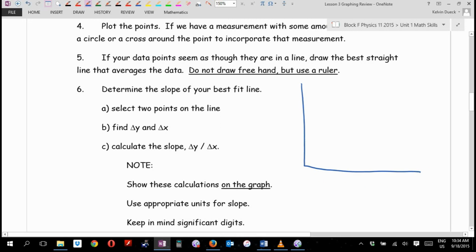Let's suppose you were graphing data, and Alex, you got this. Okay? There's a trend, yes? You would not do this. That's not the line of best fit.